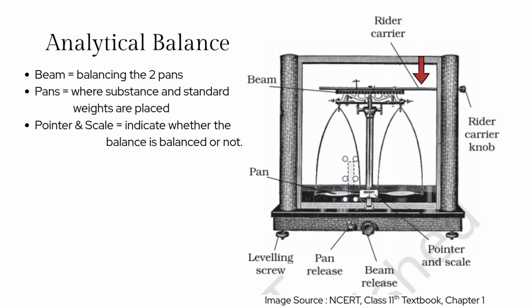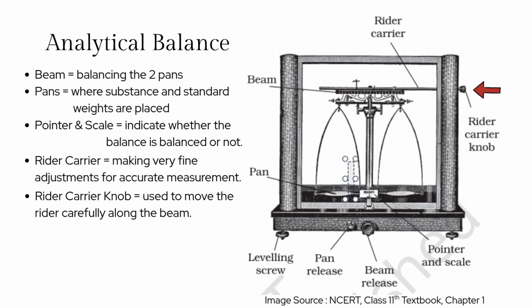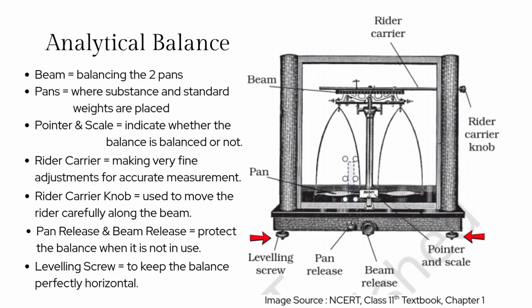This part is called the rider carrier. It helps in making very fine adjustments for the accurate measurement. The rider carrier knob is used to move the rider carefully along the beam. At the bottom, we have the pan release and beam release mechanisms, which protect the balance when it is not in use. And here the leveling screw is used to keep the balance perfectly horizontal. Since chemistry requires very accurate measurements, analytical balances are designed to measure even very small masses precisely.